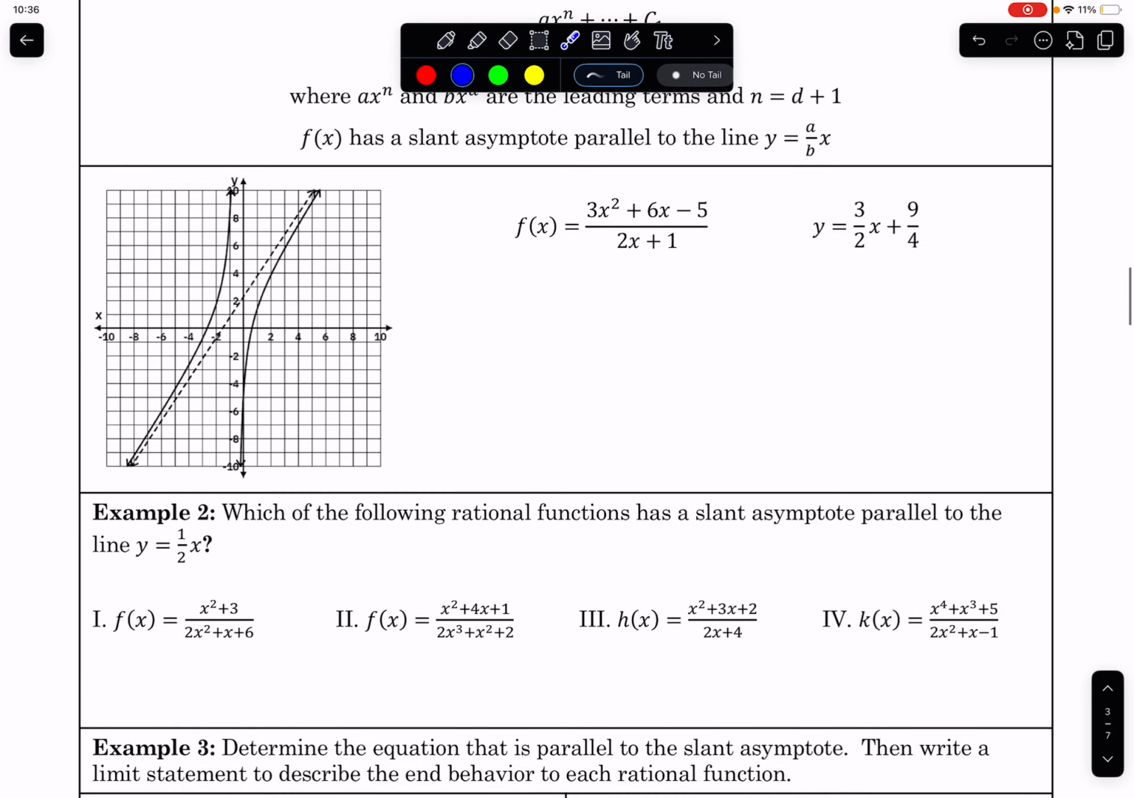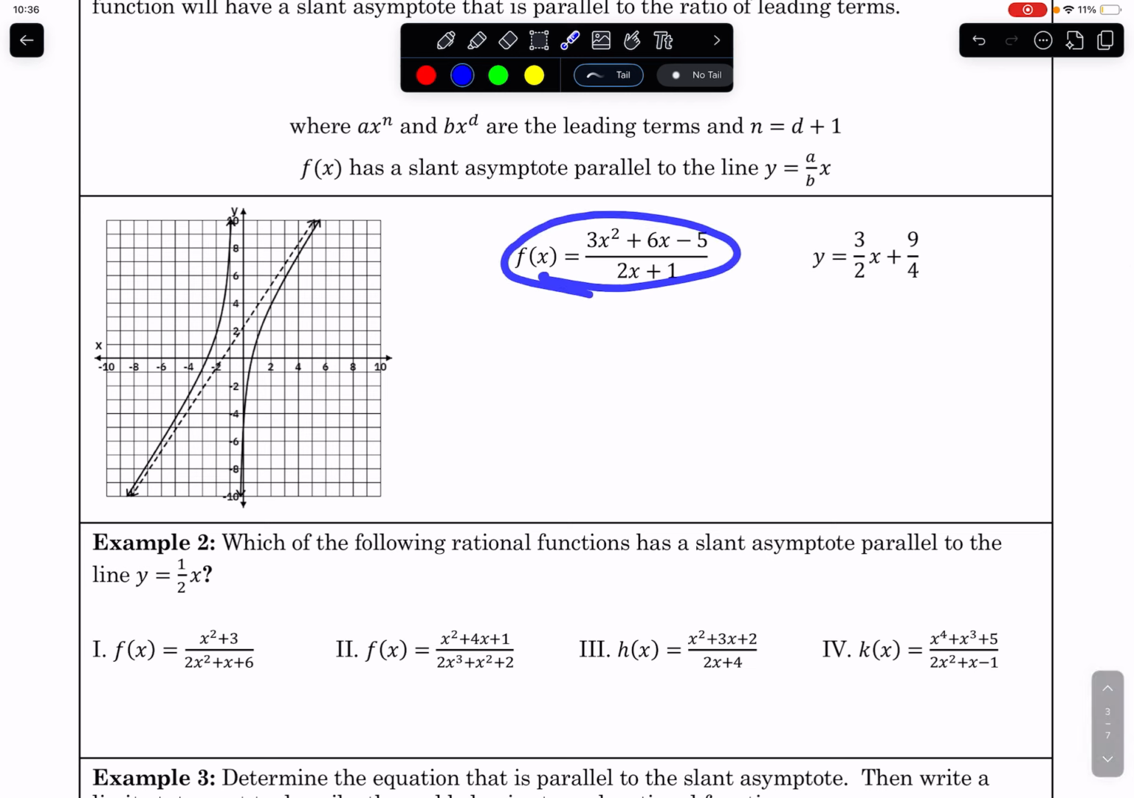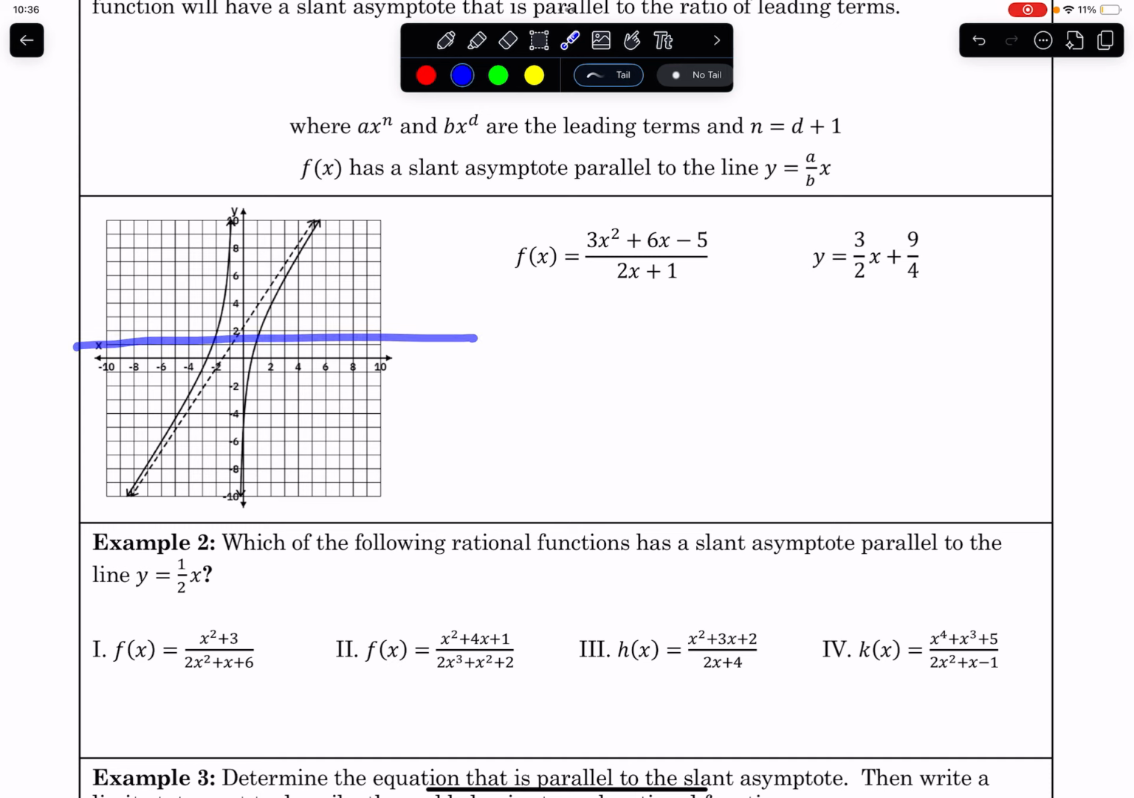So look at this picture right here. This function is represented by this portion of the graph, okay? This is f of x. Notice that the degree up here, 2, is 1 unit higher than the degree down there, 1. Because of this, instead of having a horizontal asymptote, we have a slant asymptote. There we go. That moves upwards, and the equation of this slant asymptote is this equation right there, okay?